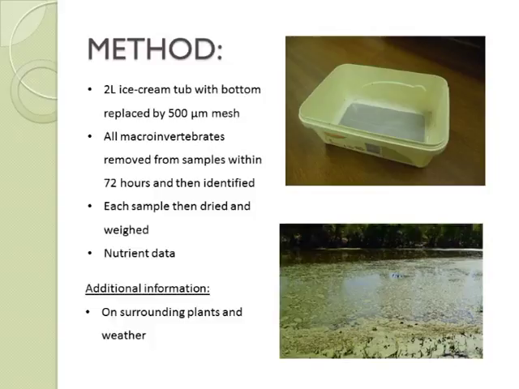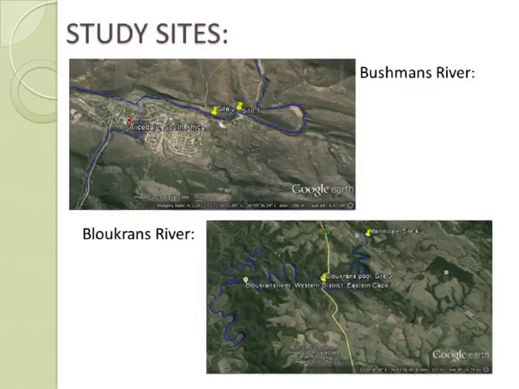So for my methods, I took 2-litre ice cream tubs, removed the bottom and replaced it with fine cut nitrogen mesh. I then took 6 samples at each site and removed all the macroinvertebrates from these samples within 72 hours, and then identified all of them. Each sample was then dried and weighed in order to get a biomass measure, and nutrient data was taken. We also took additional information on the surrounding plants and weather in order to make sure that these aren't affecting it as well.